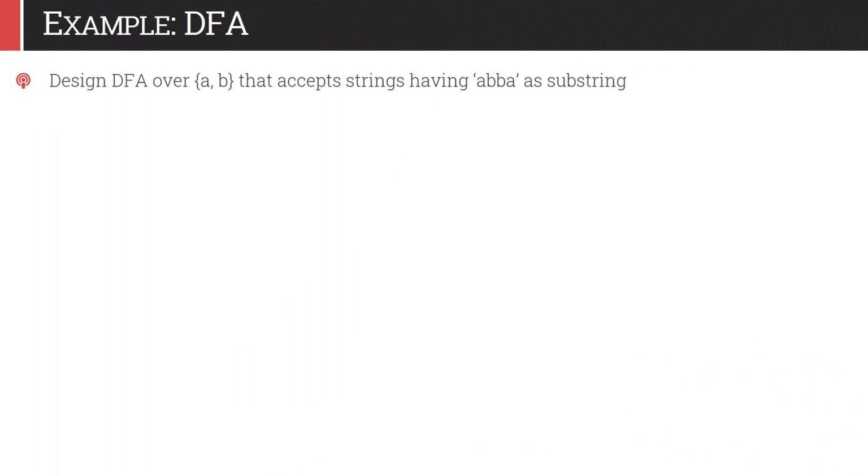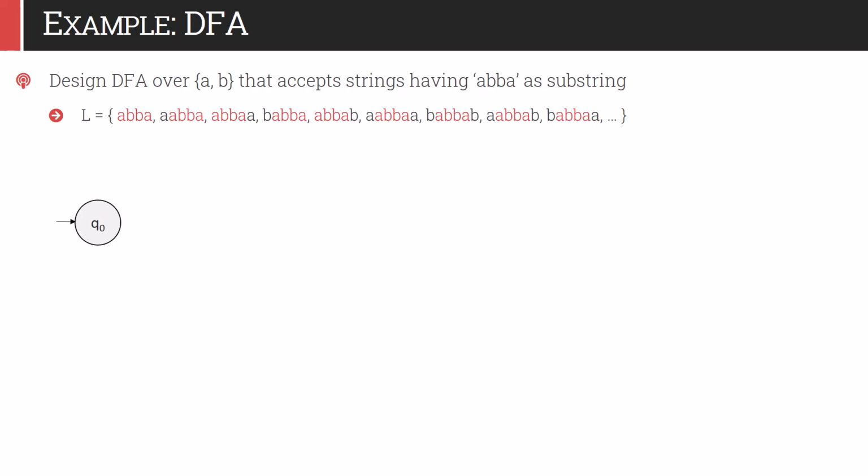Design a DFA over {a, b} that accepts strings having ABBA as a substring. So ABBA must be present. Before that, there could be any combination of A and B, and after that also there could be any combination of A and B. So let us first design the DFA for the smallest length string, which is ABBA. This should be accepted. Right? Now from different states, we will adjust the arcs.